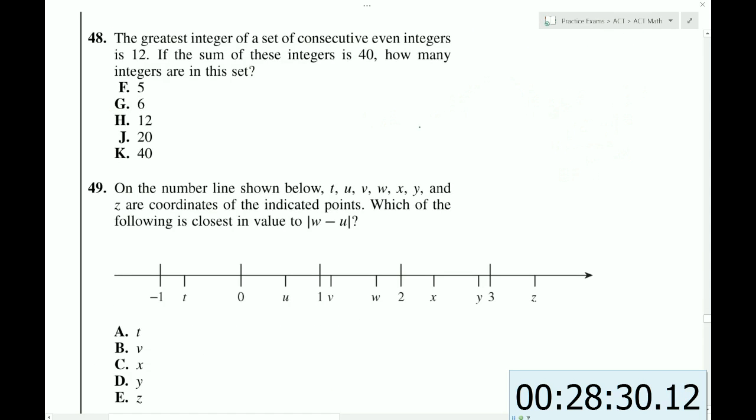The greatest integer of a set of consecutive even integers, so we have this situation, is 12. If the sum of these integers is 40, how many integers are in the set? Okay. Well, even easier, we can just start at 12. Okay, that's the greatest, so then 10, and then 8, and then 6. So we have to add up to 40. So let's see how many of these we need. Well, 12 and 10 is 22, and 8 is 30, and then those two makes 40. Yeah. So this is the list. How many are there? 1, 2, 3, 4, 5.